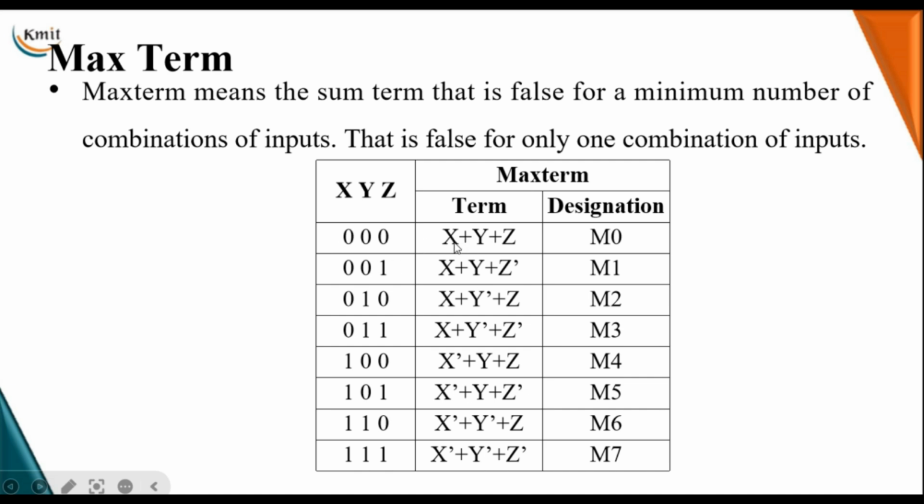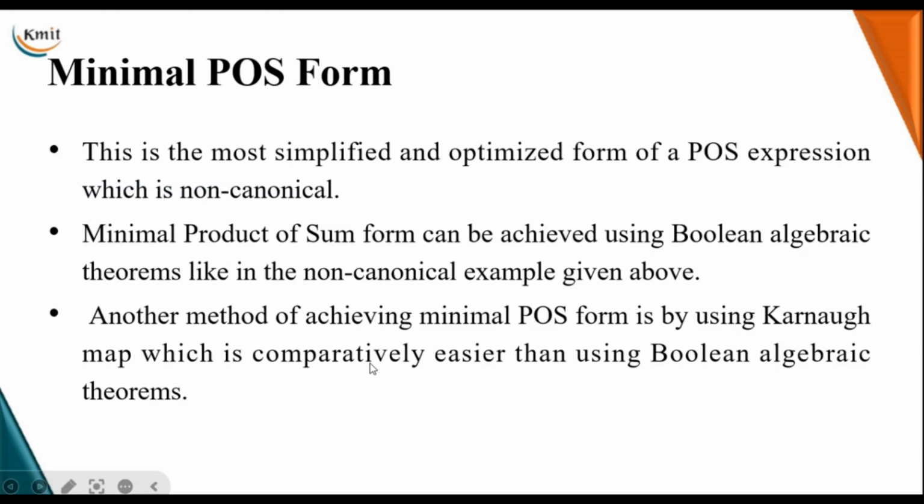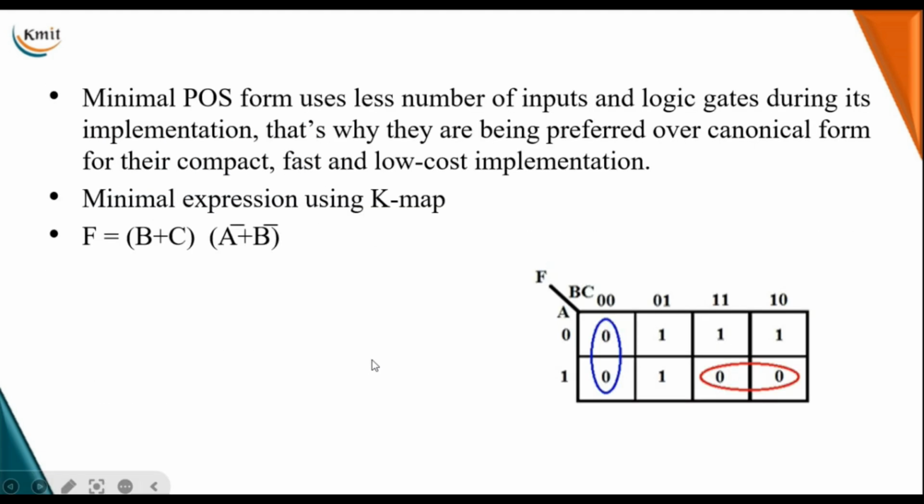So 0 0 0 is X or Y or Z, 0 0 1 is X or Y or Z bar, 1 1 0 is X bar or Y bar or Z. So using pi M of 0, 1, 4, 6, 7, we also represent the maxterms. Next, using the K-map method, we are going to get the minimal expression. So this is the way of representing your Boolean function.